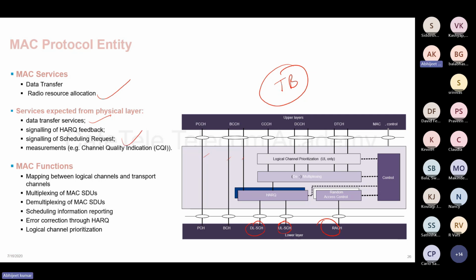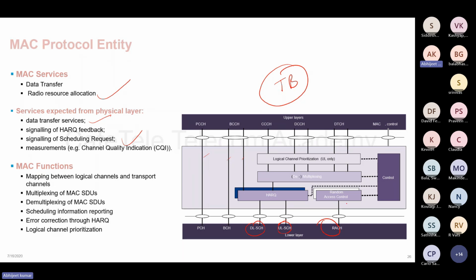Then we have the signaling of the scheduling request. When the device has data to send, it immediately prompts the MAC layer to schedule the transmission opportunity. They can also do measurements. What kind of measurement? They can report the channel quality indicator, which informs the MAC layer about the radio link quality, to optimize the scheduling and the resource allocation accordingly.